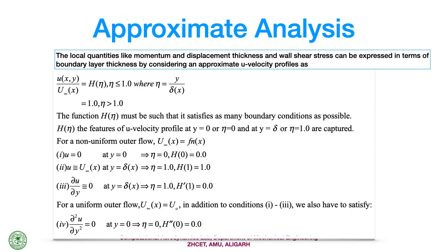Since eta is at eta equal to 1, the velocity profile absolutely becomes equal to u infinity. But if you remember from the differential analysis, we said that at the boundary layer thickness, it is only 99% of u infinity. So the approximation comes over here.